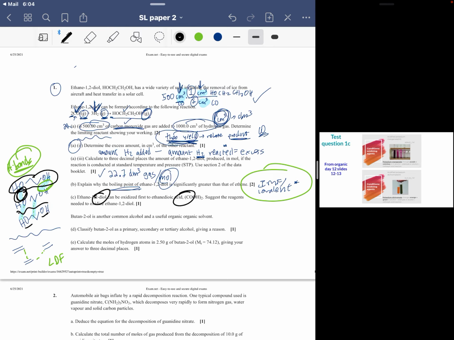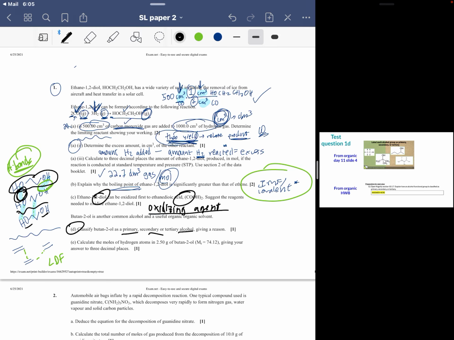So either of these was acceptable: potassium dichromate or potassium manganate. You could write the whole name or give the formula, but some people here just tried to say "oxidizing agent." Yeah, sorry, that's not specific enough. You have to tell me what the oxidizing agent is, like we saw in the slides here.